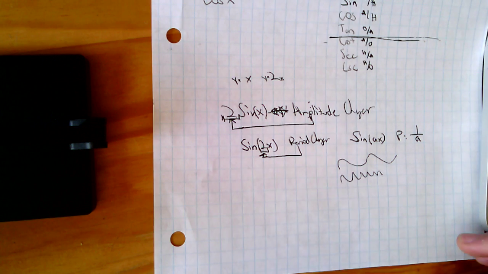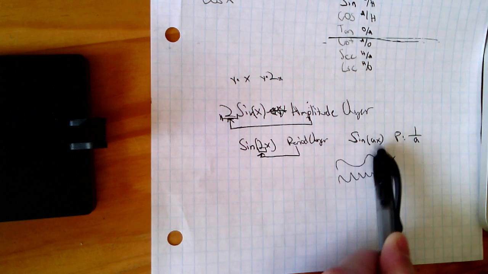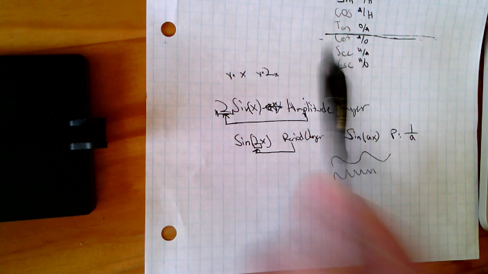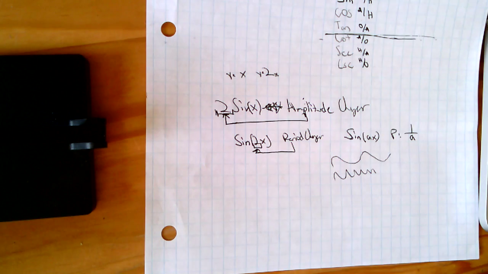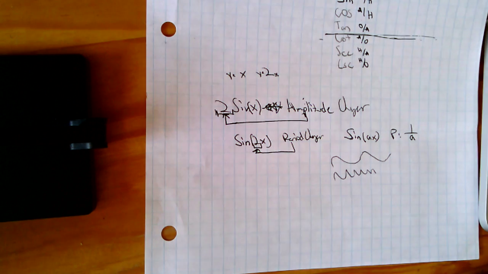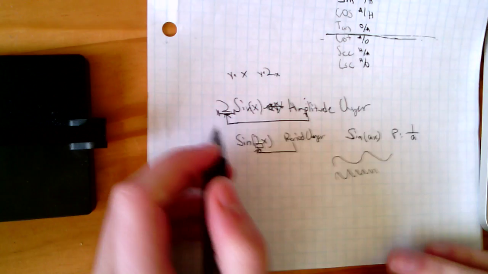Oh, actually, come to think of it, it is like frequency. So this is like the frequency. If it's higher, the period's shorter. If it's lower, the period's longer. If you're in physics, this is really helpful. If you're not, just ignore everything I'm saying.